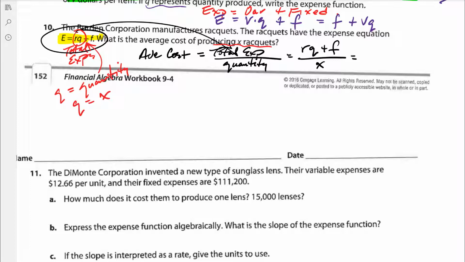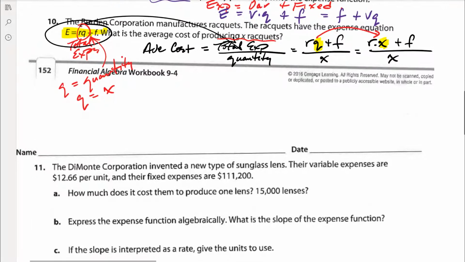So what I need to do is just substitute in X for Q, and then I'm all set. Since Q is equal to X, I have R times X now. Remember, Q and X are the same thing. So all I did is substitute, no big deal. Then I add it to F and divide it by X. And that's it. So we have the average cost in terms of R, X, and F.